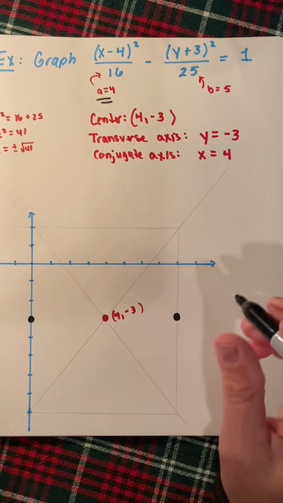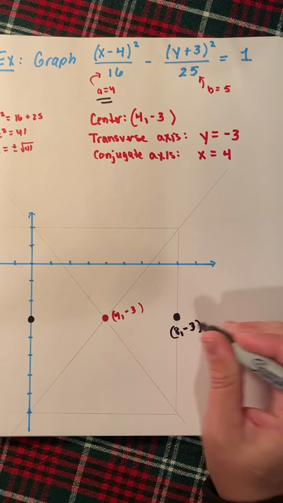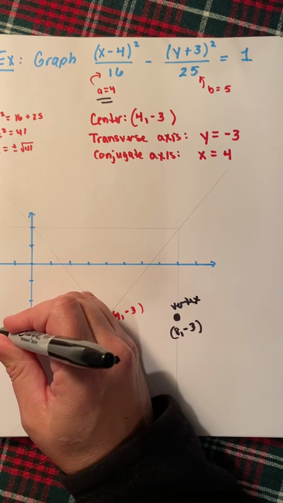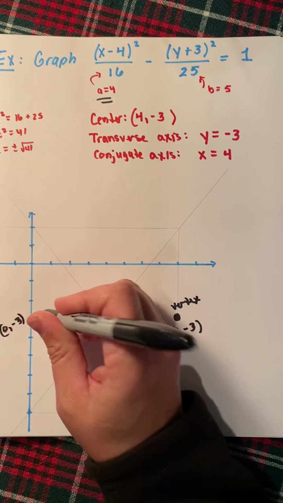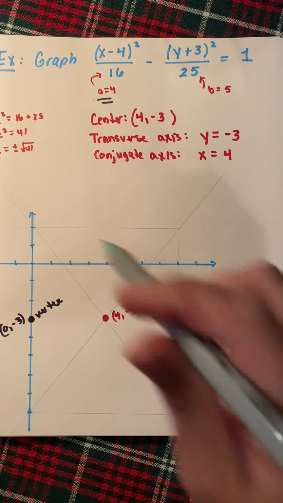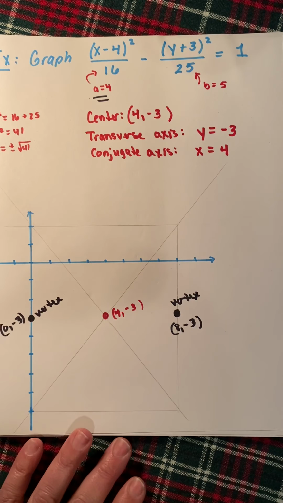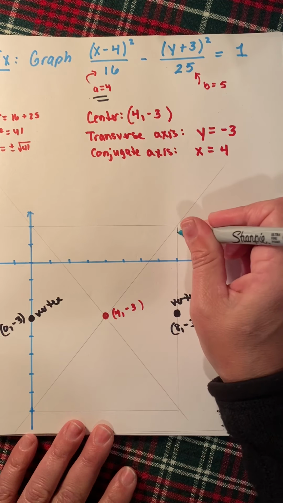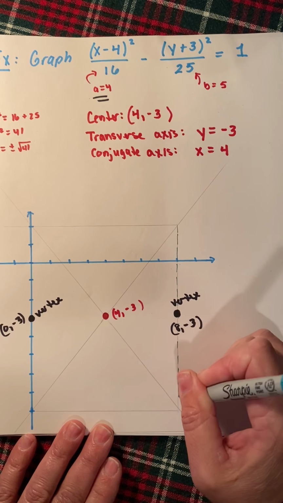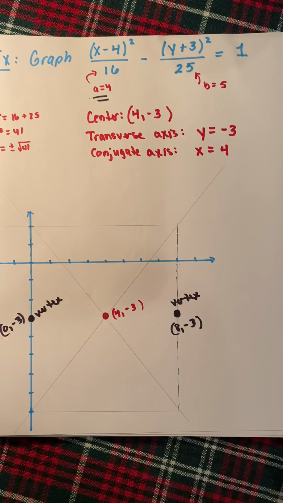So here are my 2 vertices. This is going to be 8, negative 3, and that's one vertex. My other vertex will be 0, negative 3. Right. So I'm going to draw the lines that go through the vertices. All right, so here's the vertical line through x equals 8. Here's the vertical line, which is the y-axis. So that's going to be the 2 sides of the box.